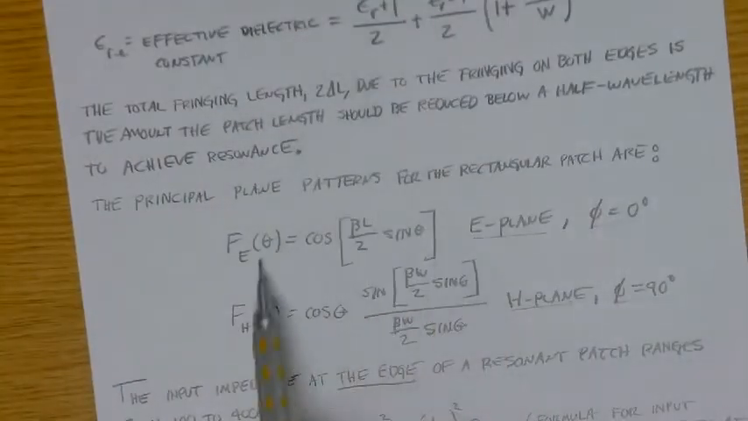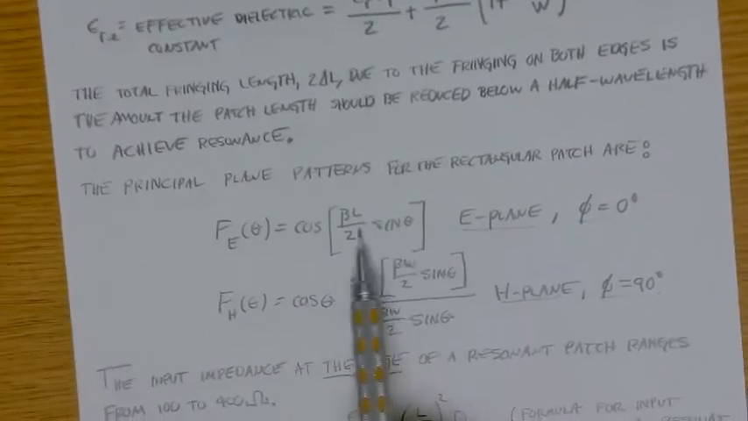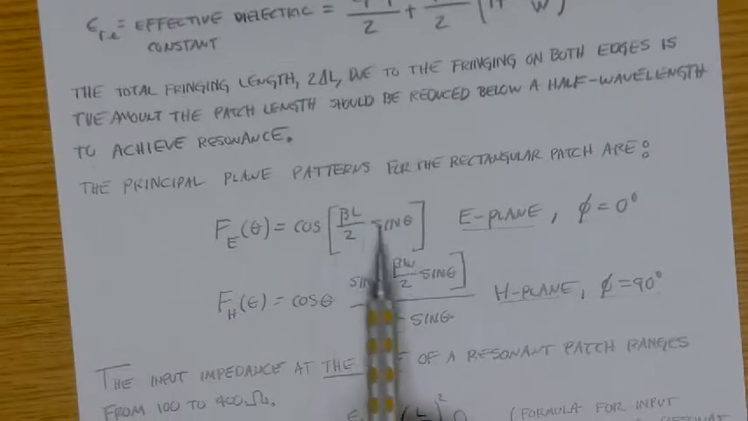Okay, so in the H plane, it's basically a sinc function that depends on W. And in the E plane, it's a dipole-looking pattern that's shown here.